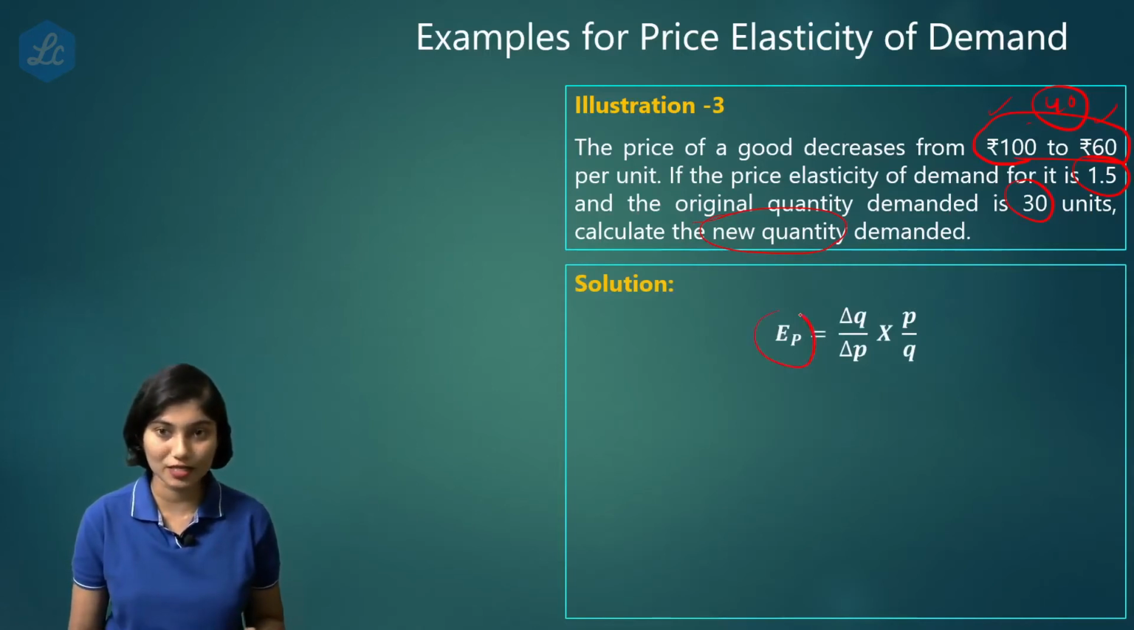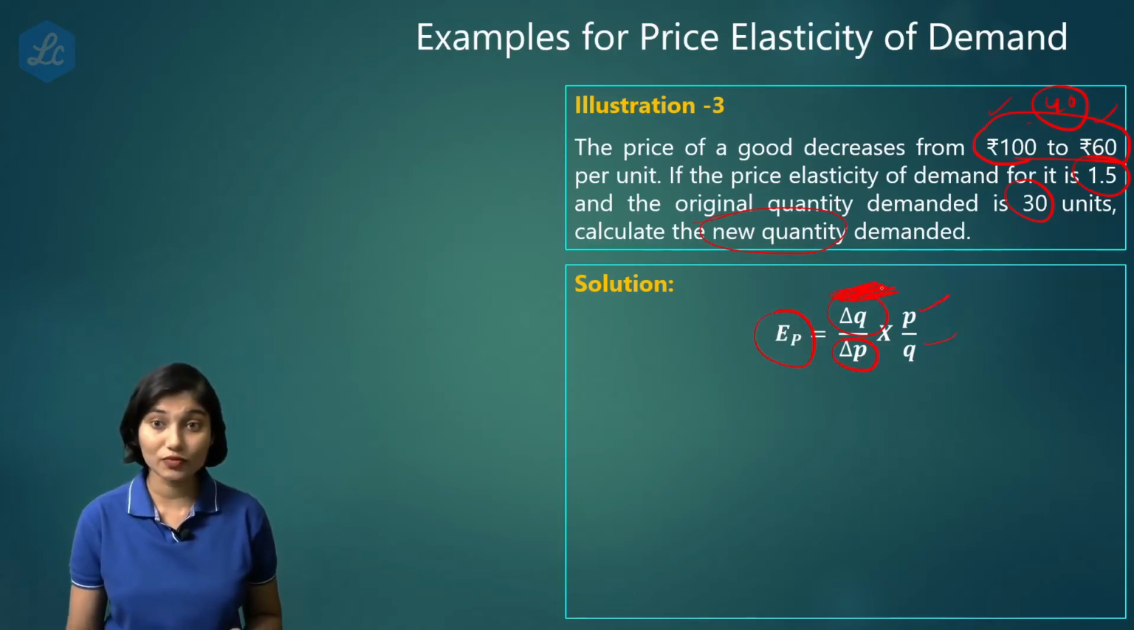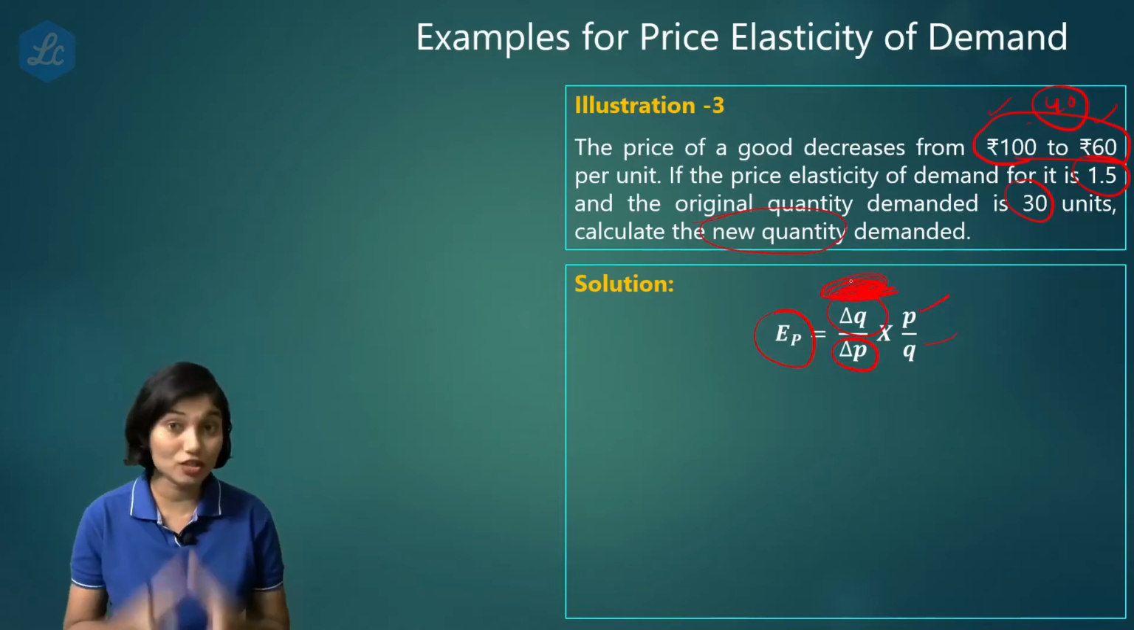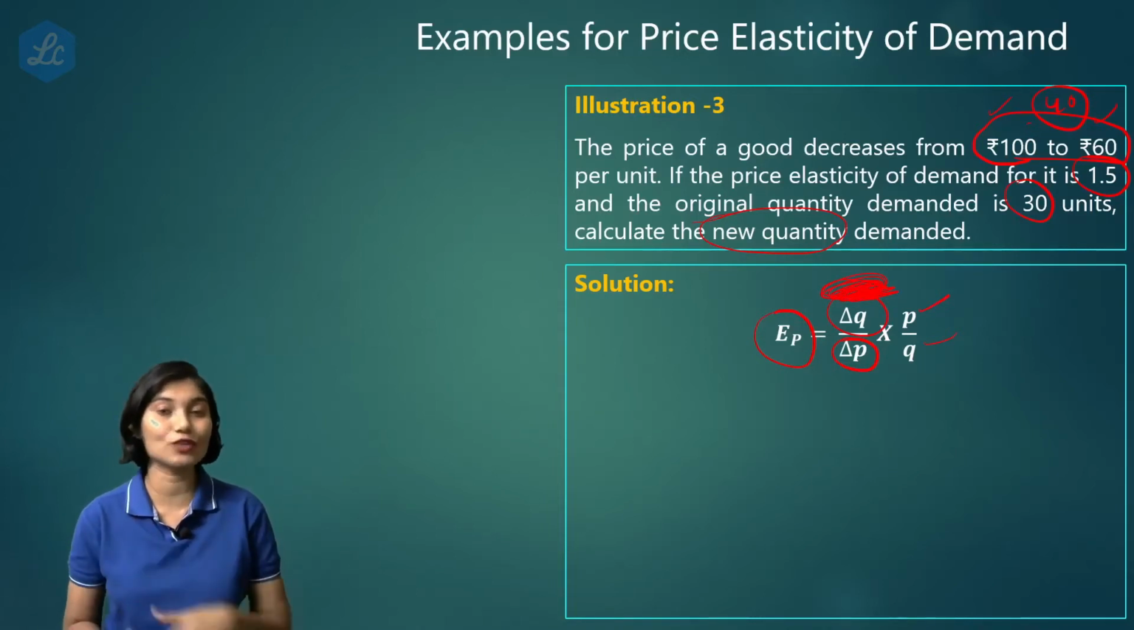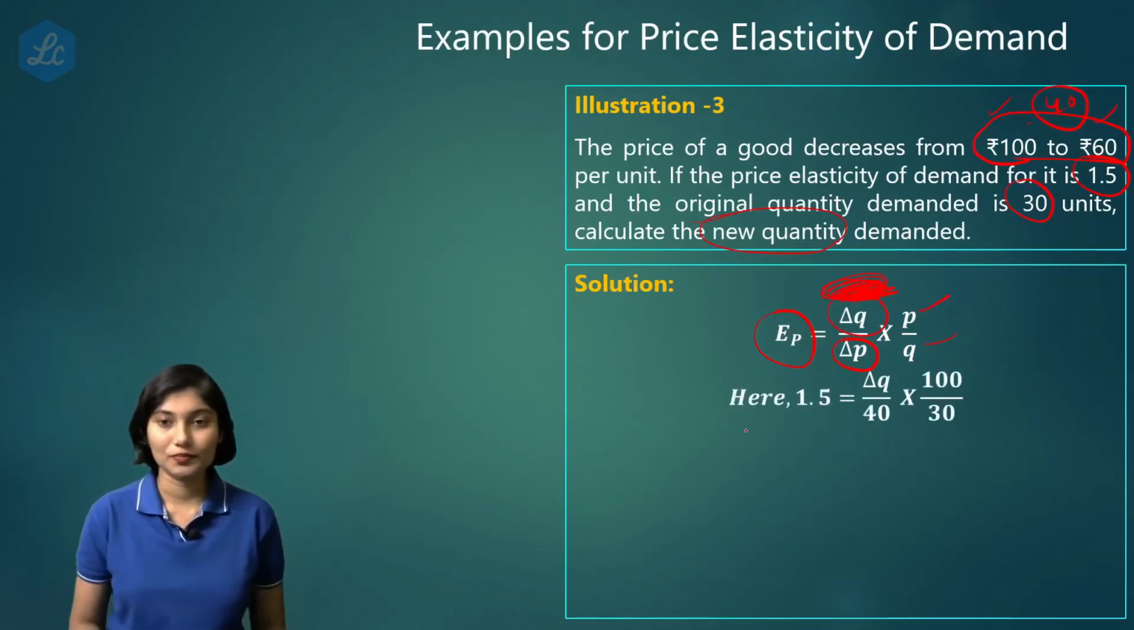We don't have change in quantity, we have change in price. We have original price and we have original quantity. Now, using all these things, we have to find out change in quantity. Once we know the change in quantity, we are going to add that to the original quantity and find out the new quantity. Okay.